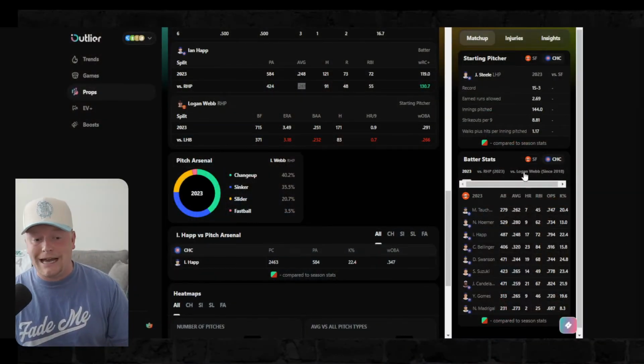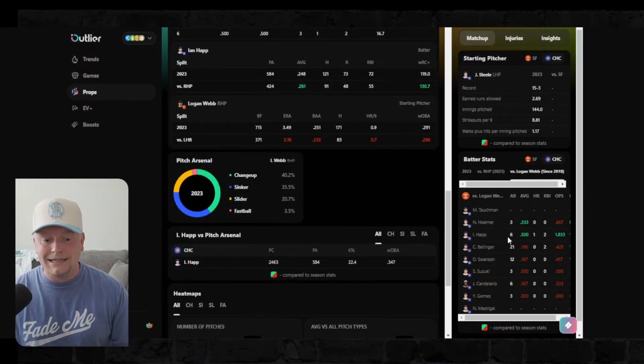And of course, there's going to be other little bits and pieces you can throw in, like looking at his matchup against Logan Webb in the past, which if you want to include that in there, Outlier also does that as well. Versus Logan Webb, you can see it here. 6 plate appearances, he has 1 home run, 2 RBIs, and is averaging .500 against him. So far, so good for this Ian Happ play.